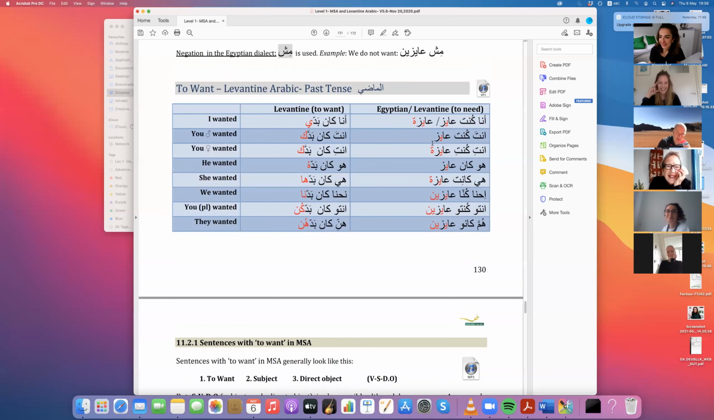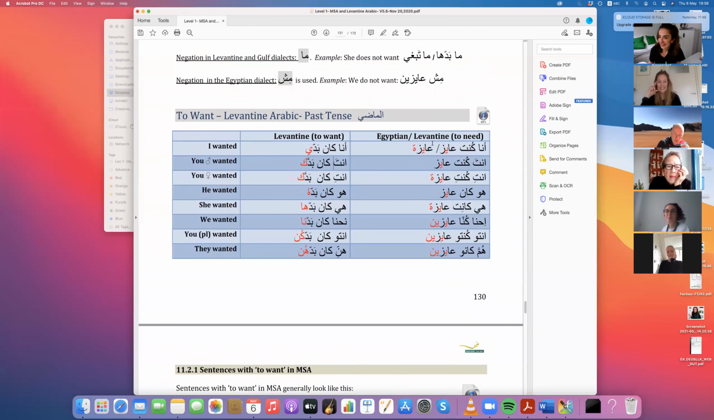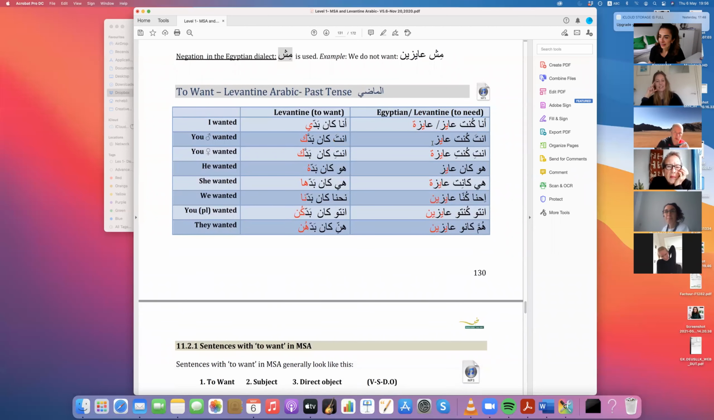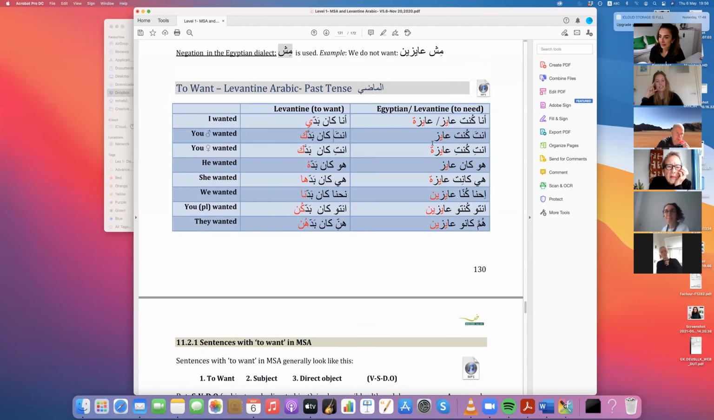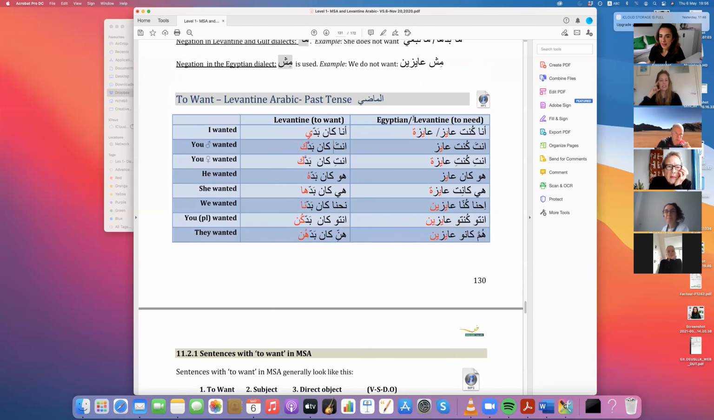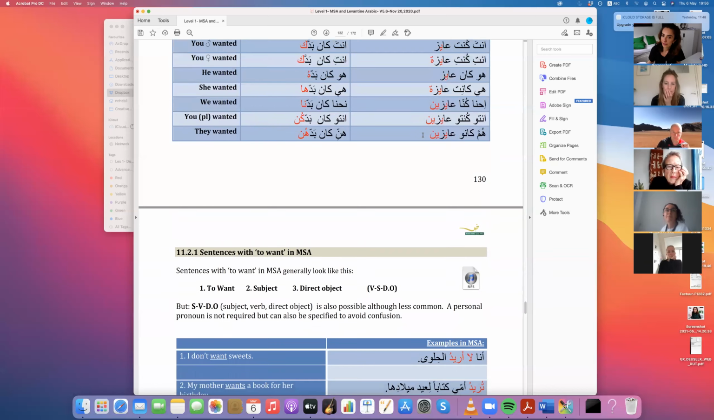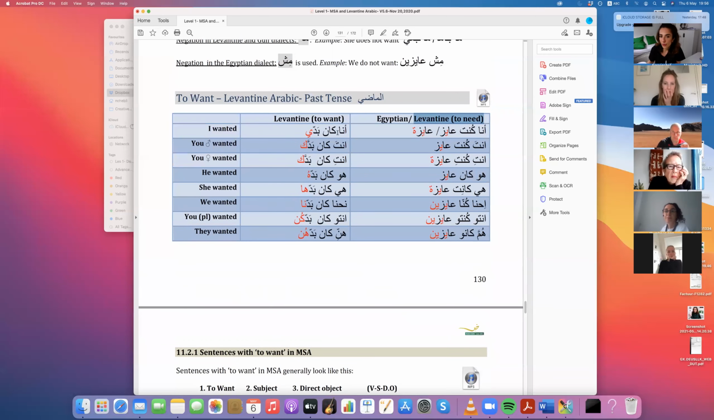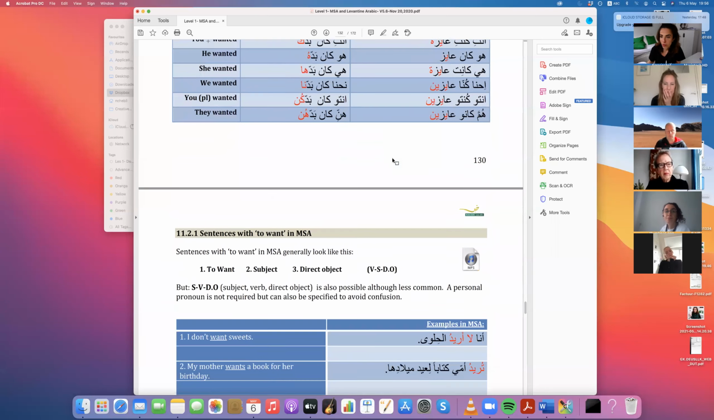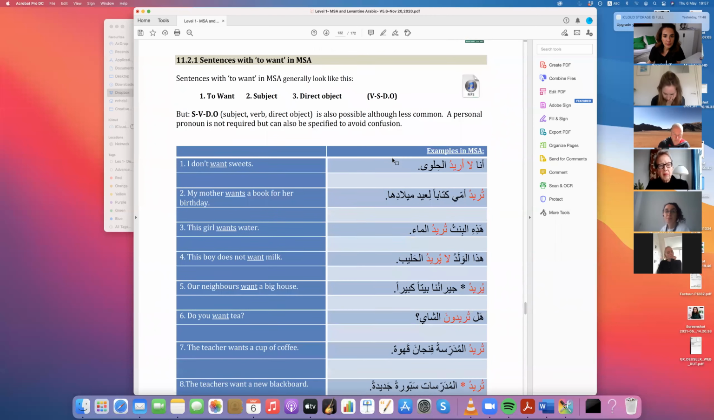Is it more logical for to need to use biddi or aiz, or can you also conjugate lazim? No, lazim is it's necessary. I have to have. Like if I tell you lazim tidrsu, it means you have to study. So with to need, you can use kan biddi or kan taizi. More questions?